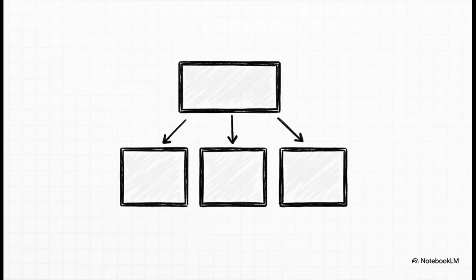And finally, there's hierarchical inheritance. This is where you have one single parent class that acts as a foundation for a bunch of different child classes. For example, you could have manager, developer, and designer all inheriting from that same employee class. They all share the core employee stuff, but then they each go off and develop their own unique skills.